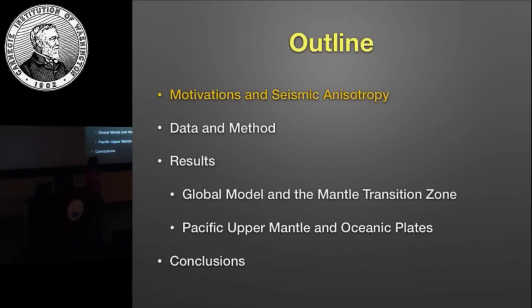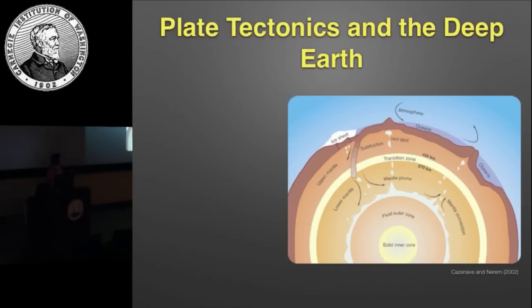So first, motivations for studying seismic anisotropy. We all know that the Earth is different from other planets because we have active plate tectonics. And these tectonic motions at the surface are related to convection inside the mantle. And there are lots of open questions that we still don't have a clear answer for.